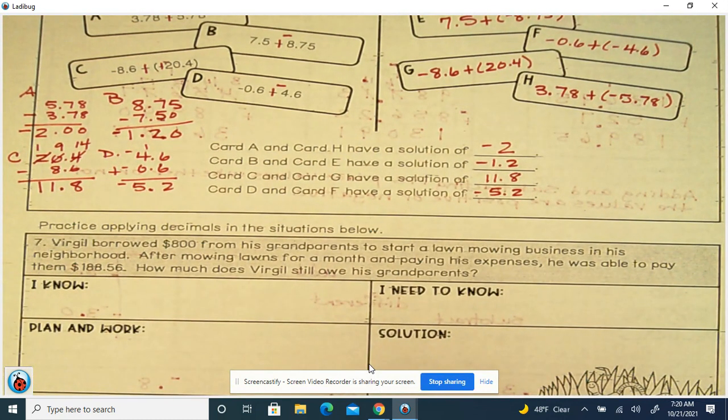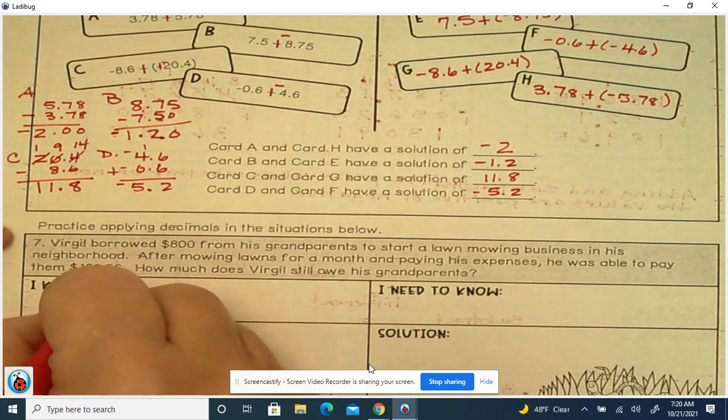All right, let's practice applying the decimals in the situations below. Virgil borrowed $800 from his grandparents to start a lawn mowing business in his neighborhood. After mowing lawns for a month and paying his expenses, he was able to pay them $188.56. How much does Virgil still owe his grandparents?